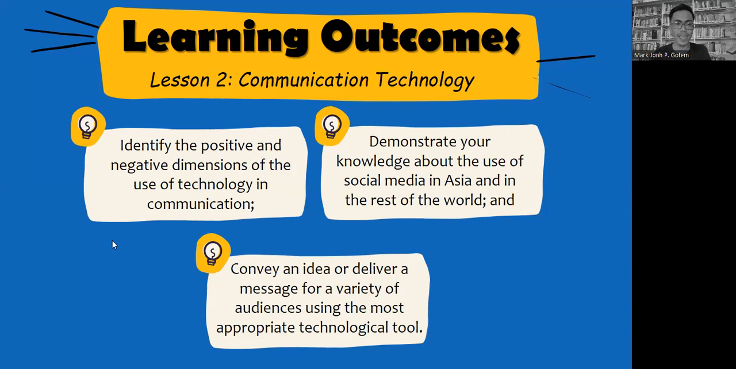First is to identify the positive and negative dimensions of the use of technology in communication. Second is to demonstrate your knowledge about the use of social media in Asia and in the rest of the world. And our last learning outcome for Lesson 2 is to convey an idea or deliver a message for a variety of audiences using the most appropriate technological tool. That's our learning outcomes in Lesson 2, communication and technology or ComTech.